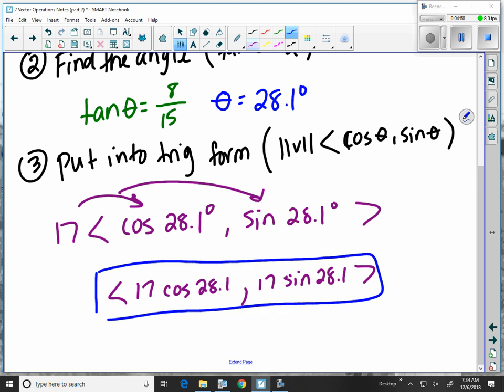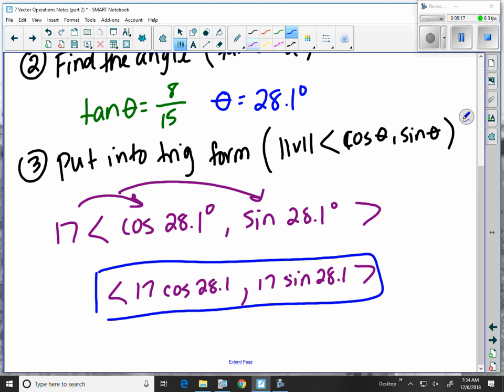Now, if I asked you to solve the trig form, then I would want the decimals, but I really don't see a purpose in doing that. So we'll just leave it like that. Make it easy. Okay. You could even really leave it like this with the 17 on the outside. Either way is totally fine.